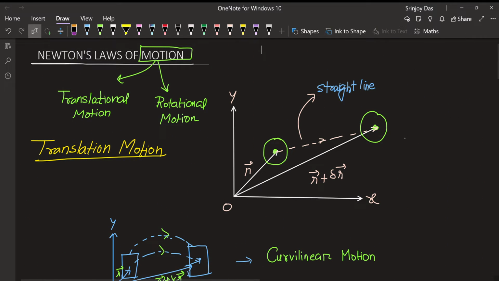Welcome, guys, to the very first chapter, Newton's laws of motion. It is a very important chapter for the upcoming exams for all of you.